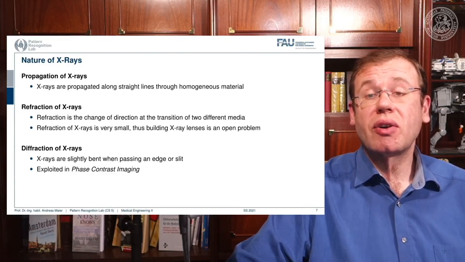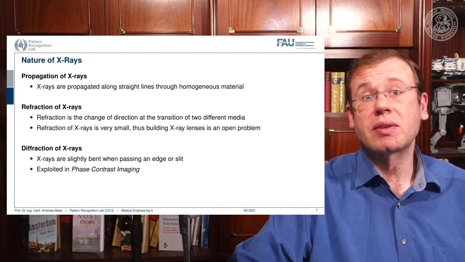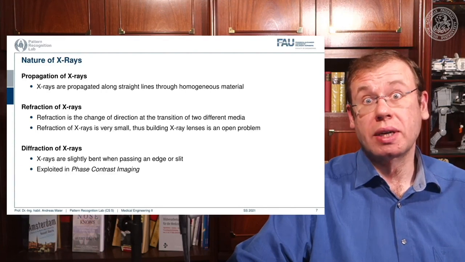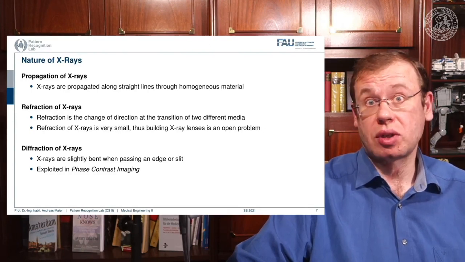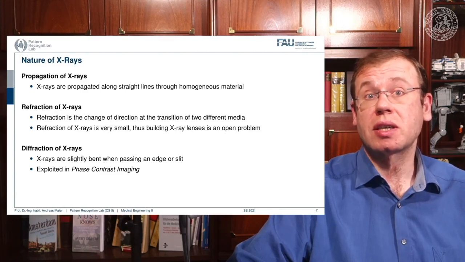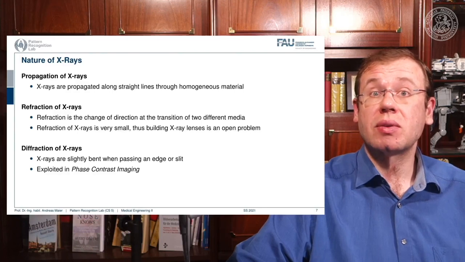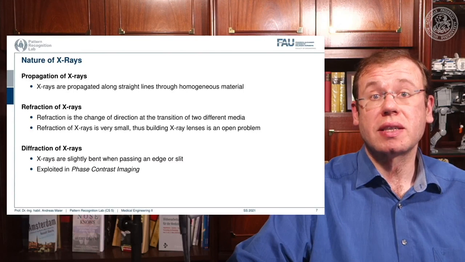Now, there's also an effect called diffraction, and diffraction happens if your X-ray is being bent when it passes through a slit or an edge. This is the so-called diffraction effect, and diffraction enables us to perform so-called phase contrast imaging. We'll have a dedicated video about phase contrast imaging and dark field imaging using X-rays, and there we will talk about slits and diffraction patterns and so on.